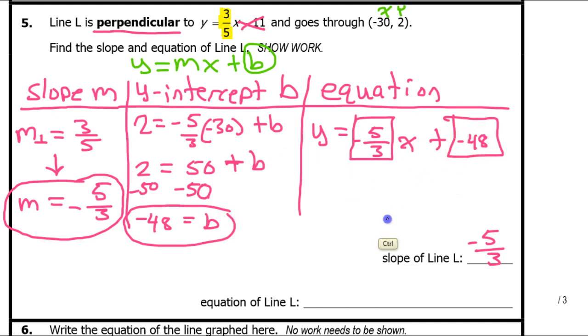All right, so here's the equation. Let's go ahead and write it down. y equals negative 5/3 x minus 48. Notice I didn't write plus negative 48. Instead, you write minus 48.